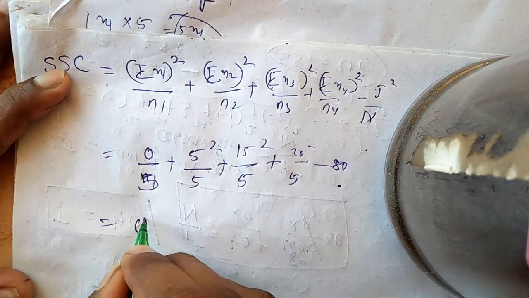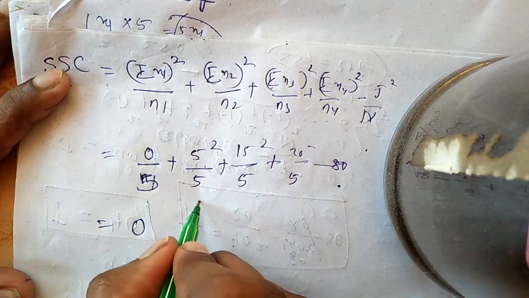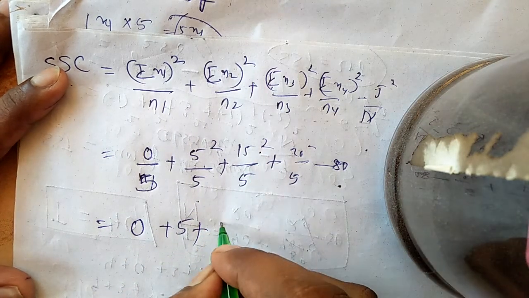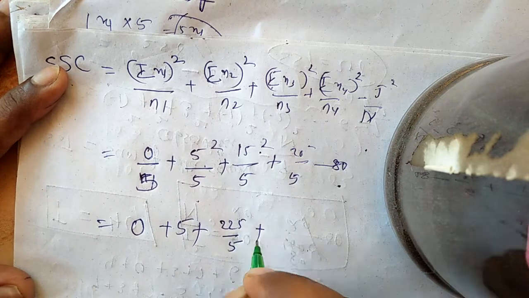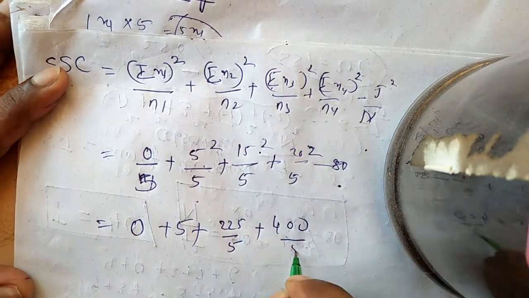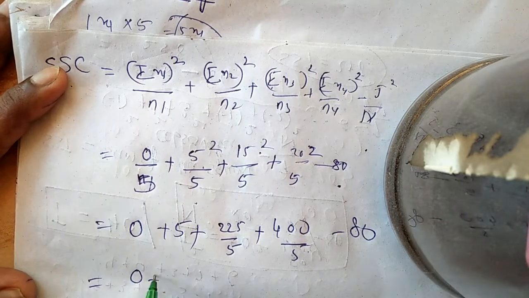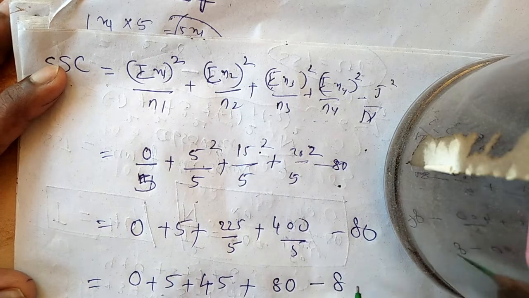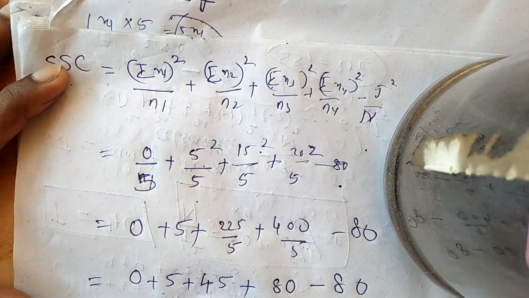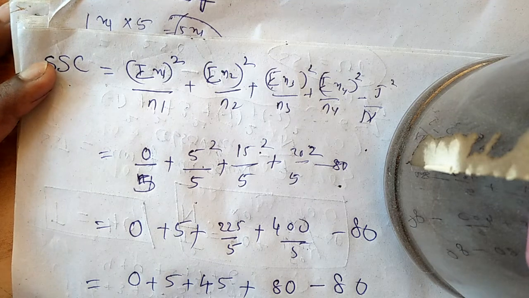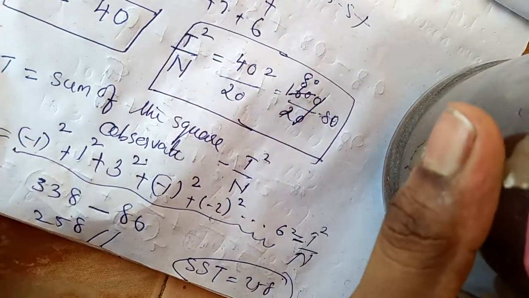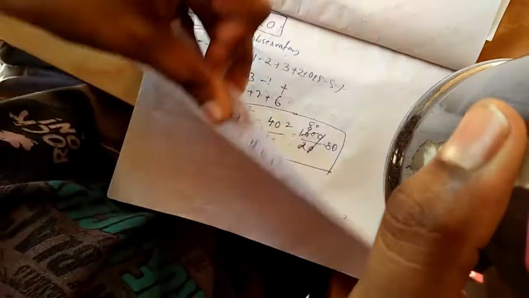So here you got 0, plus 5 square, 25 by 5, is 5, plus 225 by 5 plus 400 by 5, minus 80. So you got 0 plus 5 plus 45 plus 80 minus 80. So you got 50. SSC equal to 50. So SST you got 258 and SSC you got 50.